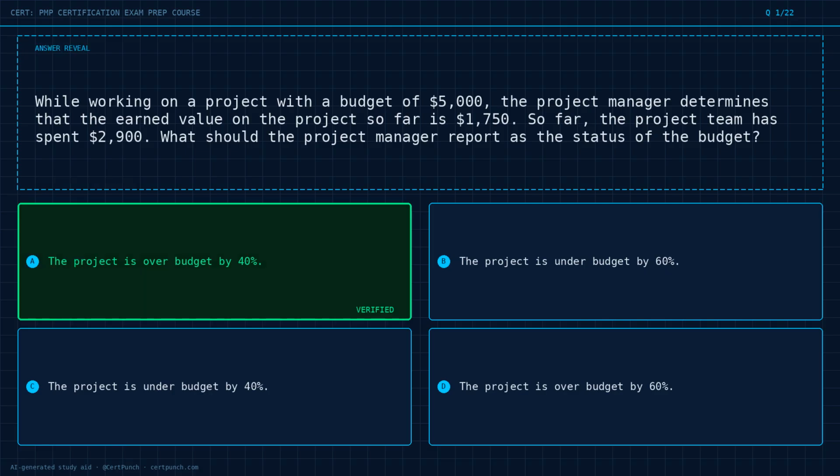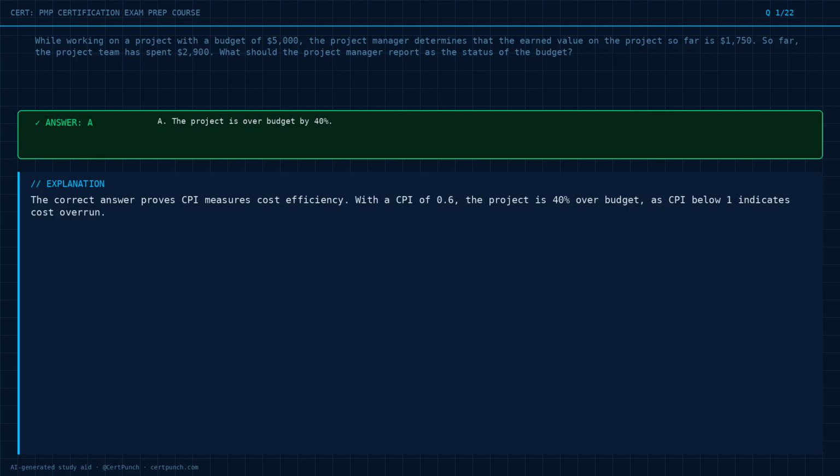The answer is option A. Exam logic. The correct answer proves CPI measures cost efficiency. With a CPI of 0.6, the project is 40% over budget, as CPI below 1 indicates cost overrun.